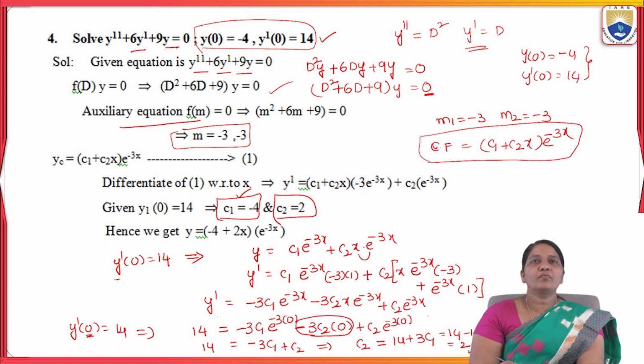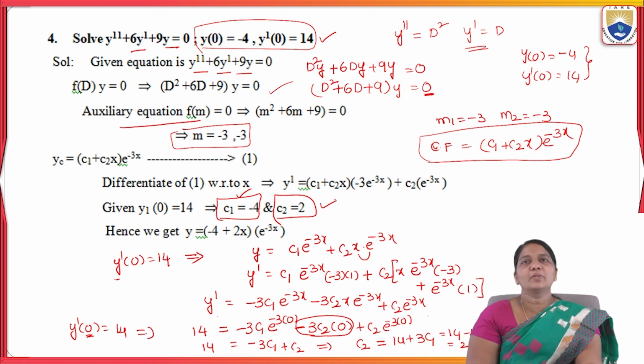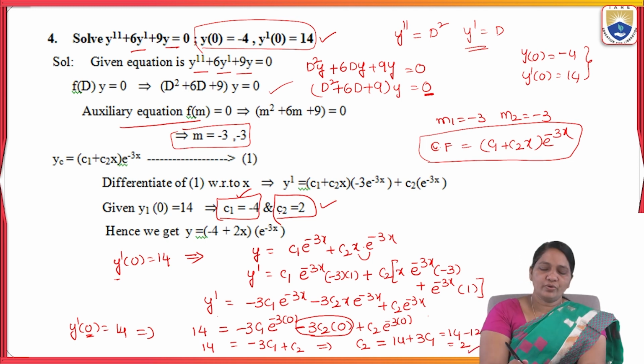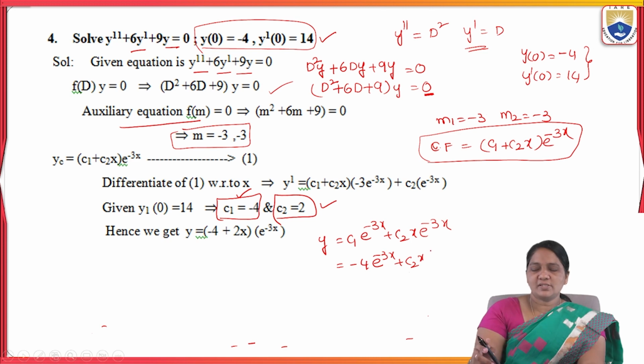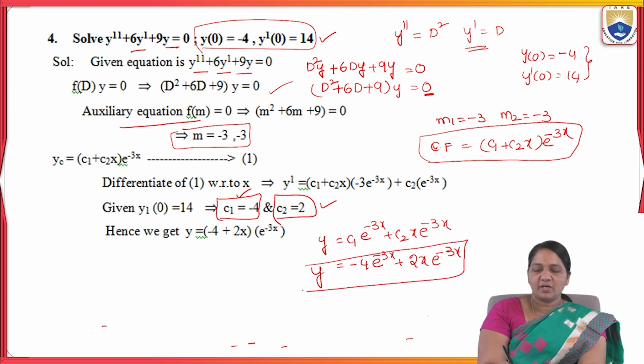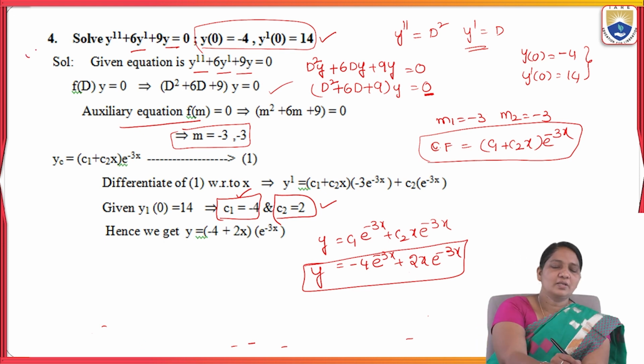So the C1 value we got from the first condition, and the C2 value we got from the second condition. Now we are going to replace these two values in the complementary function. So y = C1 e^(-3x) + C2 x e^(-3x). The C1 value is -4, so -4 e^(-3x), plus the C2 value is 2, so 2 x e^(-3x). This is our complementary function, or complete solution, of the given equation.